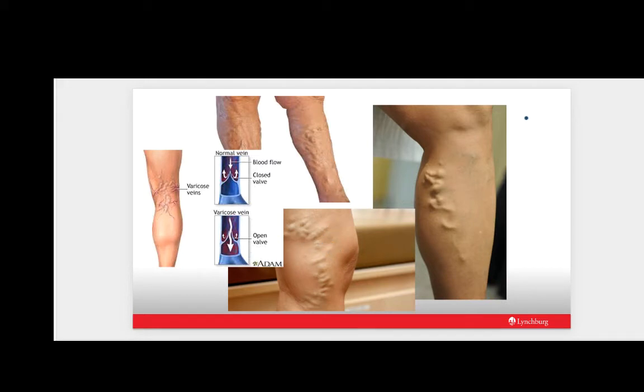And so what happens is basically, here's your vein, and if we have a valve that doesn't close completely, then blood that's been pushed up through this valve has the opportunity to push back down again, and it can fill up this area and actually end up distending the walls of that vein. And that creates these varicosities in the veins.